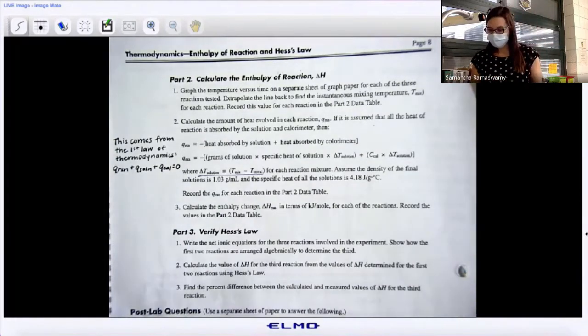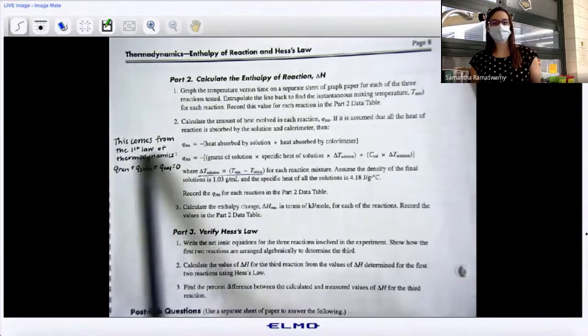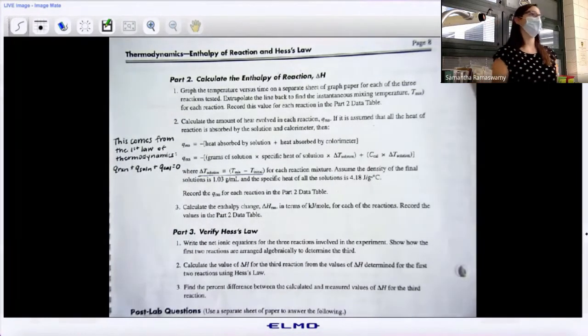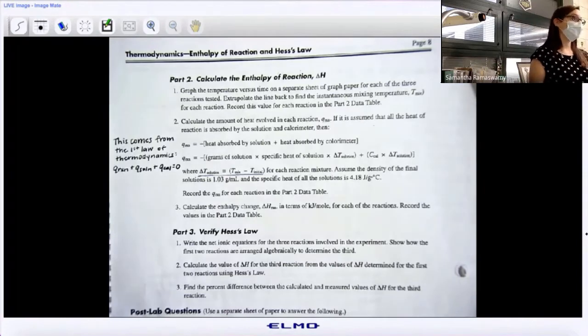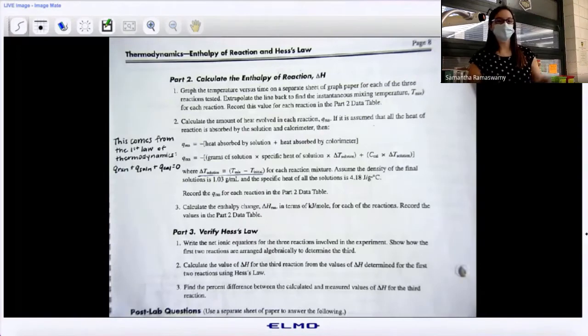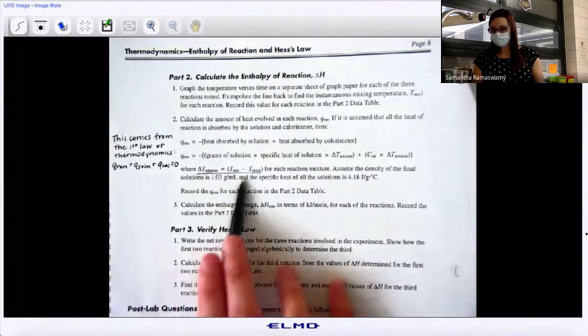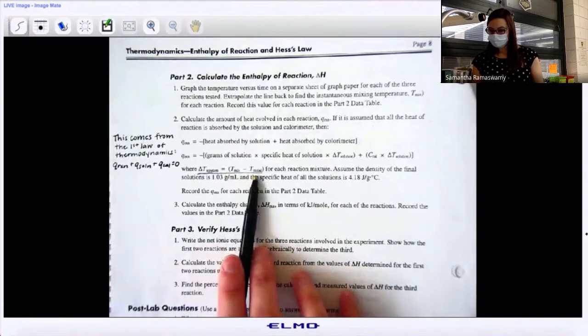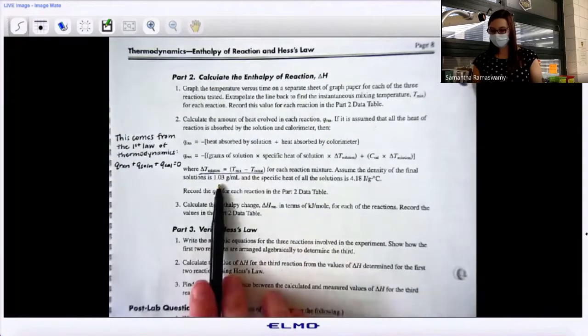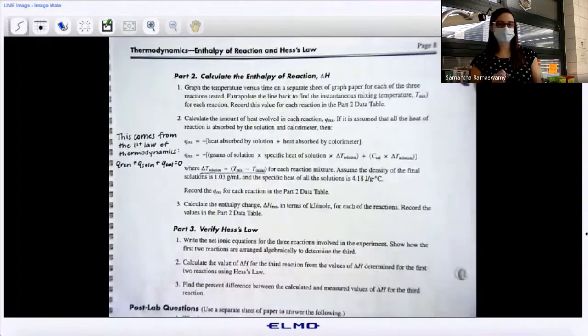And so what they did is they took our first law of thermodynamics equation that we've been using, Q reaction plus Q solution, and in this case plus Q cal, because we solved for the heat capacity of the calorimeter. They rearranged that. And they said Q reaction is negative Q solution plus Q cal, and started plugging in all of the numbers. They also tell us down here delta T is T mix minus T initial. And they say assume the density is 1.03, specific heat is 4.18.